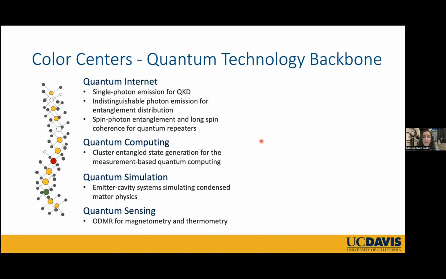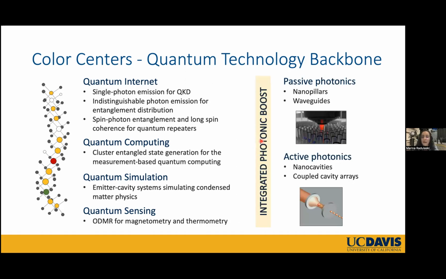And most of these properties are boosted or have better fidelity or better efficiency when color centers are integrated with photonic devices. And here we differentiate between passive photonics and active photonics. So in passive photonics, we just collect more light or couple the light from a color center into a desired optical mode. And in the active photonic devices, we change the way that emitters emit. We change the state or hybridize the wave function to be not just light or just matter, but a hybridized version of light and matter.